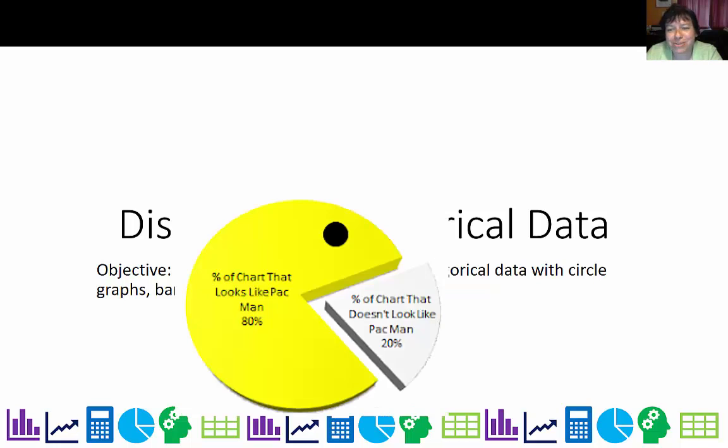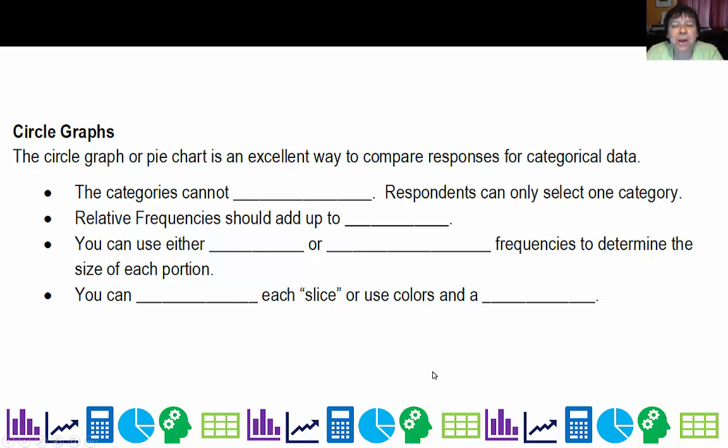And here's one of my favorite pie charts. Yellow is the percent of the chart that looks like Pac-Man, and this white piece is the percent of the chart that doesn't look like Pac-Man. Anyways. All right, so the circle graph or pie chart is an excellent way to compare responses for categorical data.